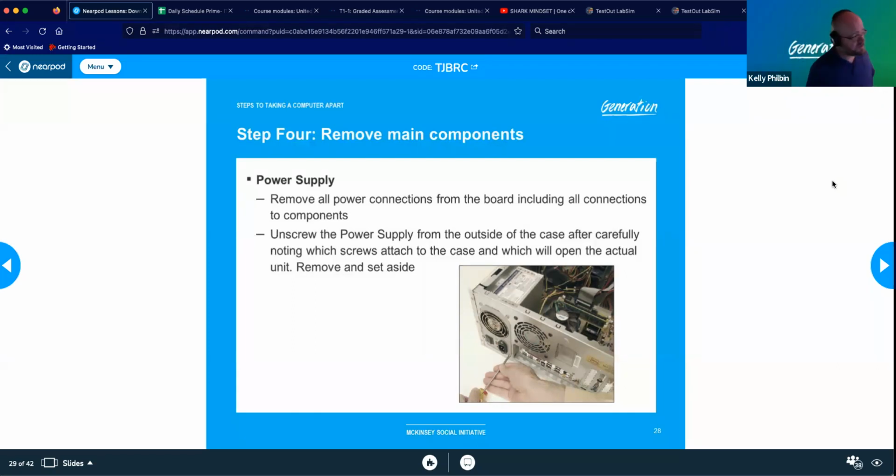So after we do the CPU, step 4, we're going under our main components. So our power supply would be next. Make sure everything is disconnected. It's disconnected from the case. Then we would unscrew the power supply and remove it and set it aside. Some older units actually have the power supply on a hinge, so it can just fold out. Those are kind of nice. But a lot of them you actually have to unscrew and pull the actual unit itself out.